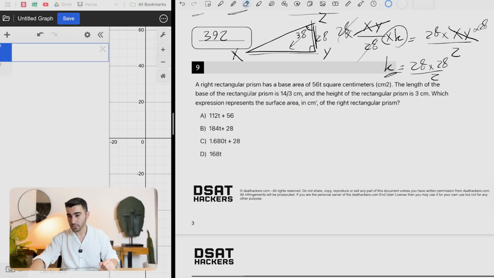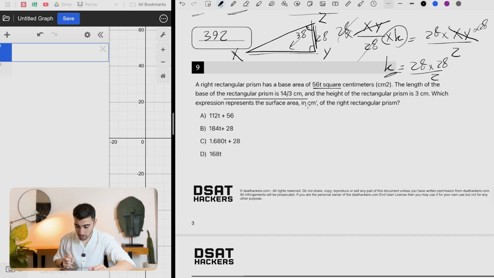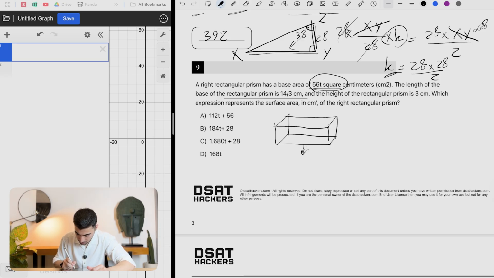It says a right rectangular prism has a base area of 56/t square centimeters. The length of the base of the rectangular prism is 14/3 centimeters, and the height of the rectangular prism is 3. Which expression represents the surface area of the right rectangular prism? So this is how the shape looks. This is the base of the shape, and this is the height.